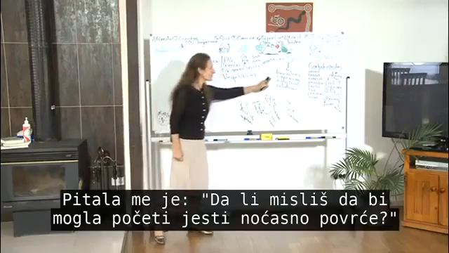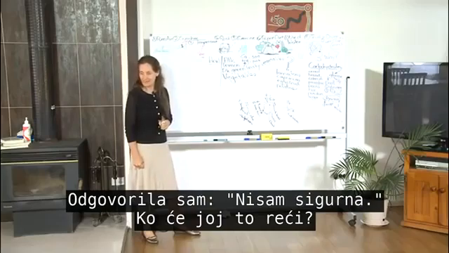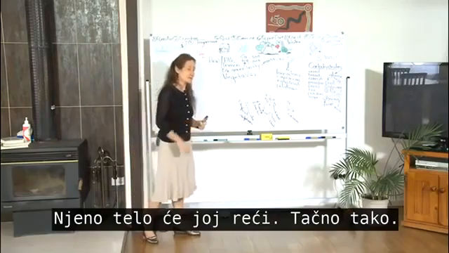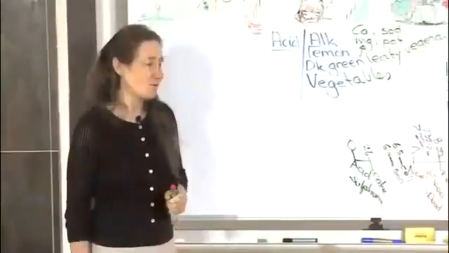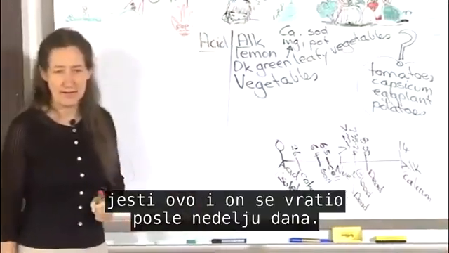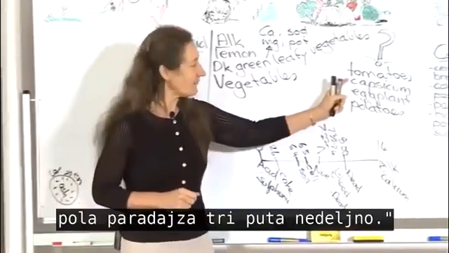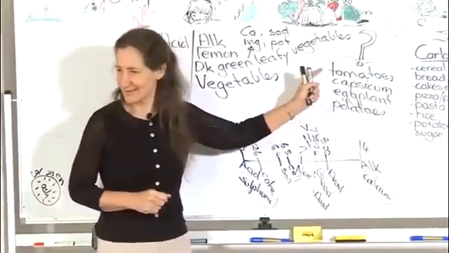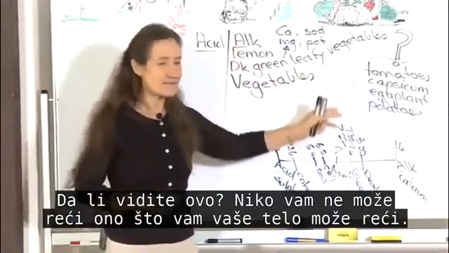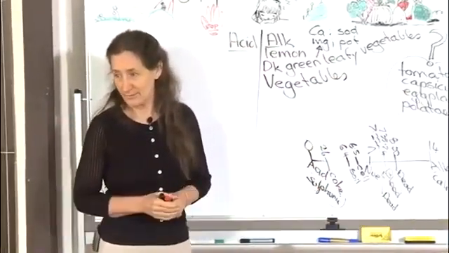She said, do you think I could start eating some of the nightshades? I'm not sure, I said. Who will tell her? Her body will tell her. Absolutely right. One lady conquered her arthritis, started eating this, and in 1 week it was all back. I said, well, maybe the body's saying half a tomato 3 times a week. You see this? No one can tell you what your body can tell you.